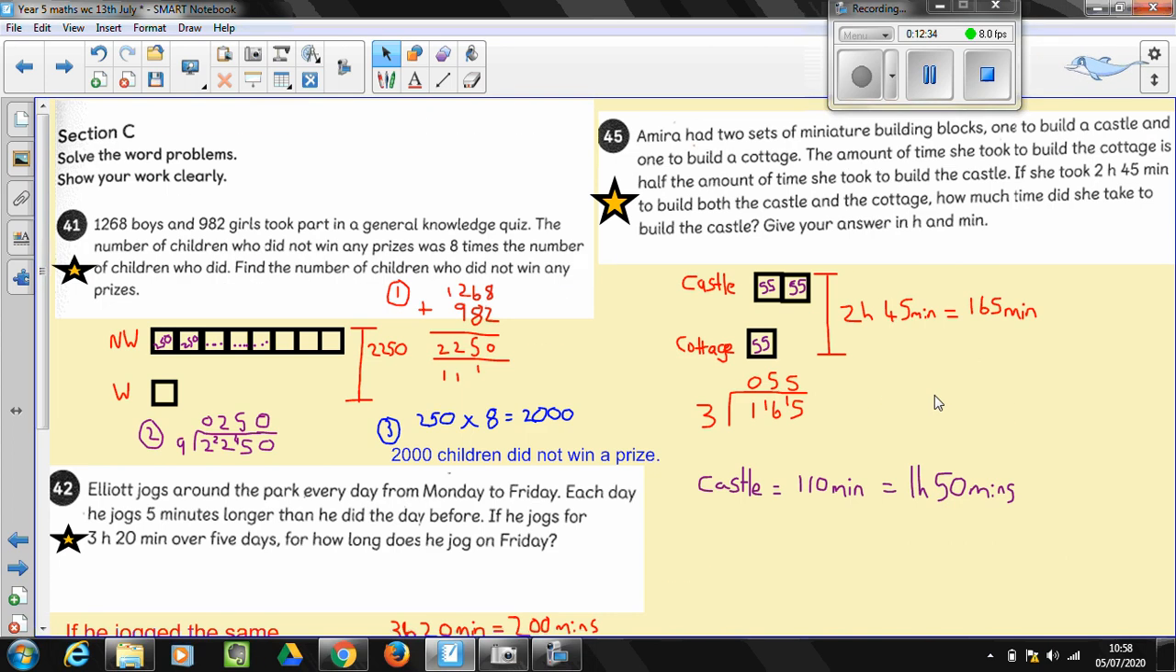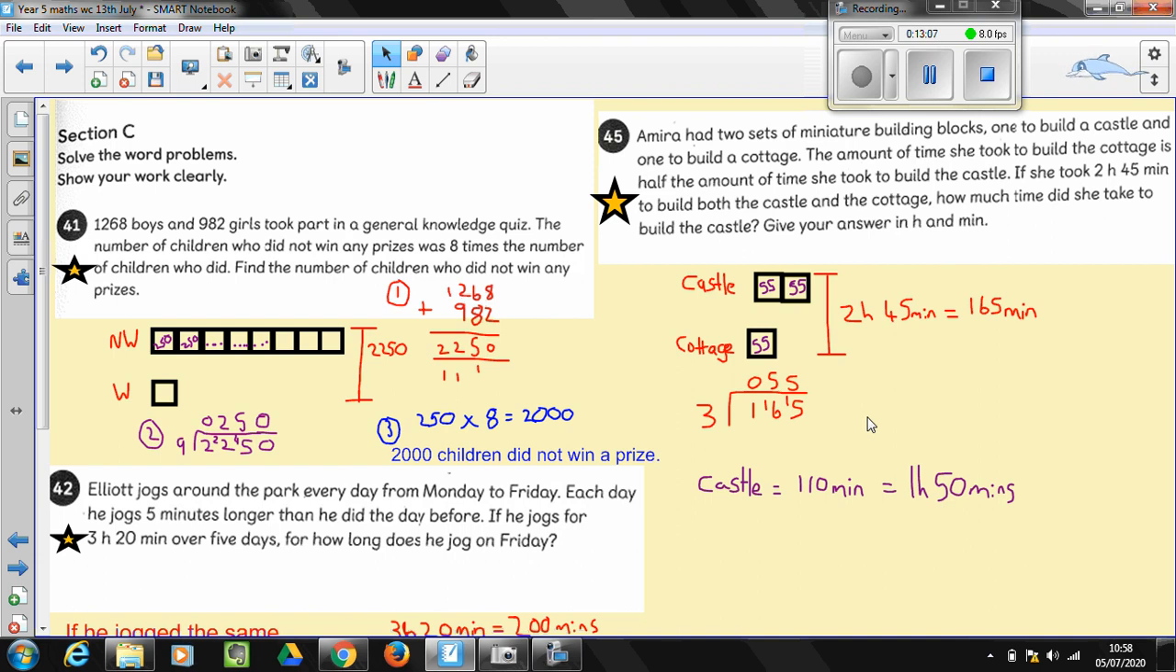And the final question. The amount of time she took to build the cottage was half the time she took to build the castle. So if the cottage took 1 block, the castle would take twice as many, 2 blocks. Altogether it took her 2 hours and 45 minutes, which I converted to say was 165 minutes. Then I knew I had to do 165 minutes split between the 3 blocks I had. That got each block being worth 55 minutes.